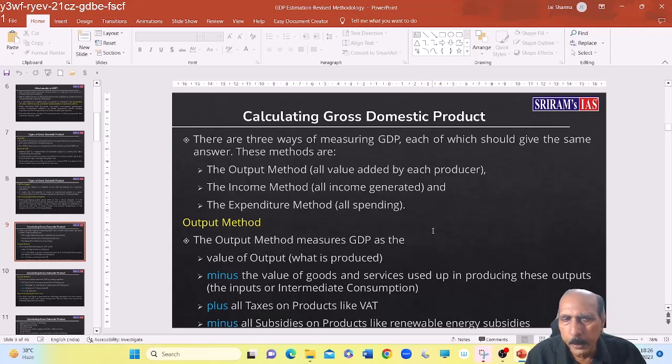in calculating the GDP. But normally, as far as we are concerned, three methods are there to calculate the GDP. Of course, we'll see that in practice, we have changed certain methodology which we shall be discussing. But theoretically, three methods are there to measure the GDP of a particular economy or of a particular country. The output method, which is the value added by each producer. The income method, that is the income or rewards given to the factors. And the expenditure method, that is the GDP measured through the expenditure made by the economy. So these three methods are there: output method, income method, and expenditure method for measuring the GDP.